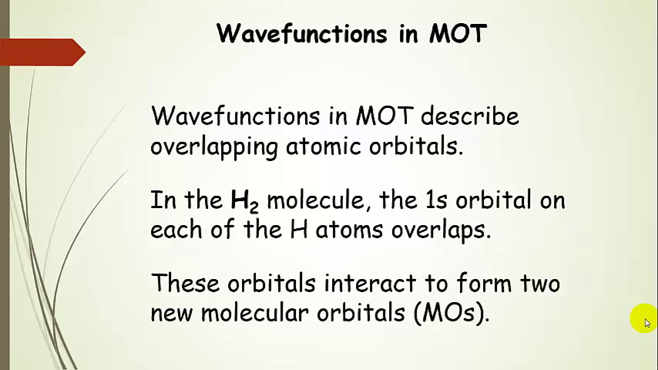Now, wave functions in molecular orbital theory describe overlapping atomic orbitals. So, for instance, in the hydrogen diatomic molecule, the 1s orbital on one hydrogen overlaps with the 1s orbital on the other hydrogen atom, and these two orbitals interact to form two new molecular orbitals, or MOs.